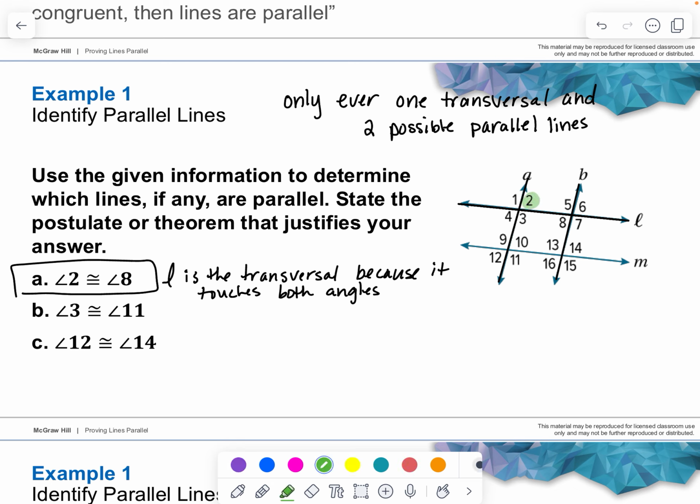Now, M is not part of this equation at all. You just go ahead and block it out of your mind. Now, what kind of angle pair are they? They're both in the interior. They're alternate, so they're alternate interior.